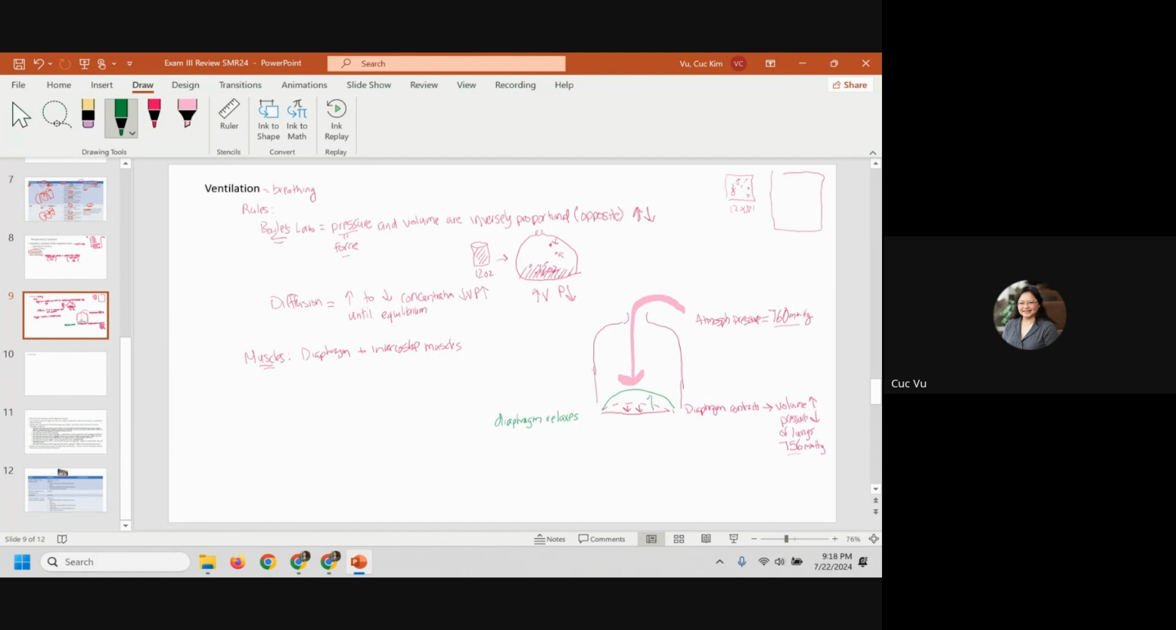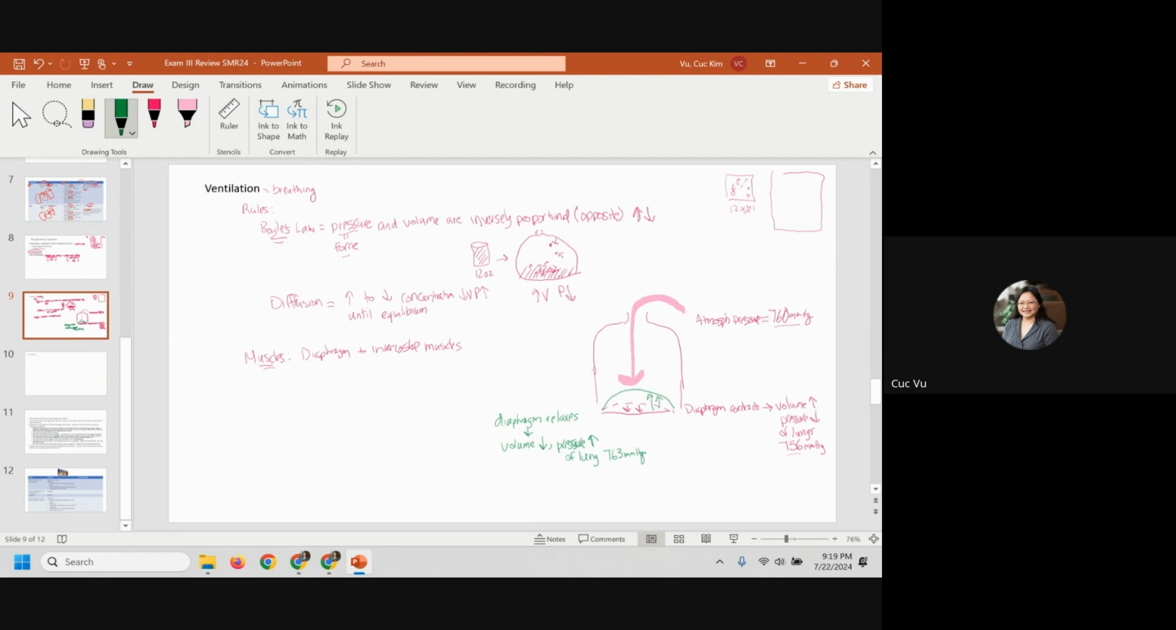So what change did it do? It changes the volume in your lungs. Does the volume increase or decrease? Decreases. And when the volume decreases, what happens to the pressure? Increases. So the pressure of the lung is going to go up to about 763 millimeters of mercury.